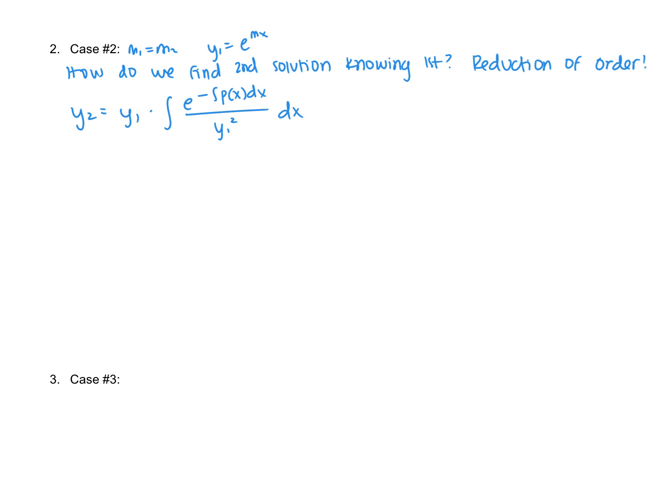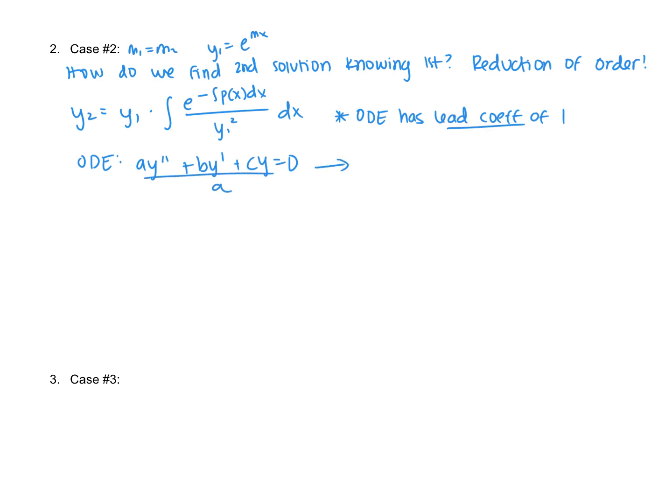Now, we need to remember, though, that this formula is when our ordinary differential equation has a lead coefficient of 1, which is not what we are looking at now. What we are looking at now is an ordinary differential equation where we have a times y double prime, add b y prime, add c times y equals 0, right? Does not have a lead coefficient of 1, so we're going to need to make it have a lead coefficient of 1. So we end up with y double prime, add b over a y prime, add c over a times y is equal to 0. Okay, so then in our second equation, that p of x is this term right there.